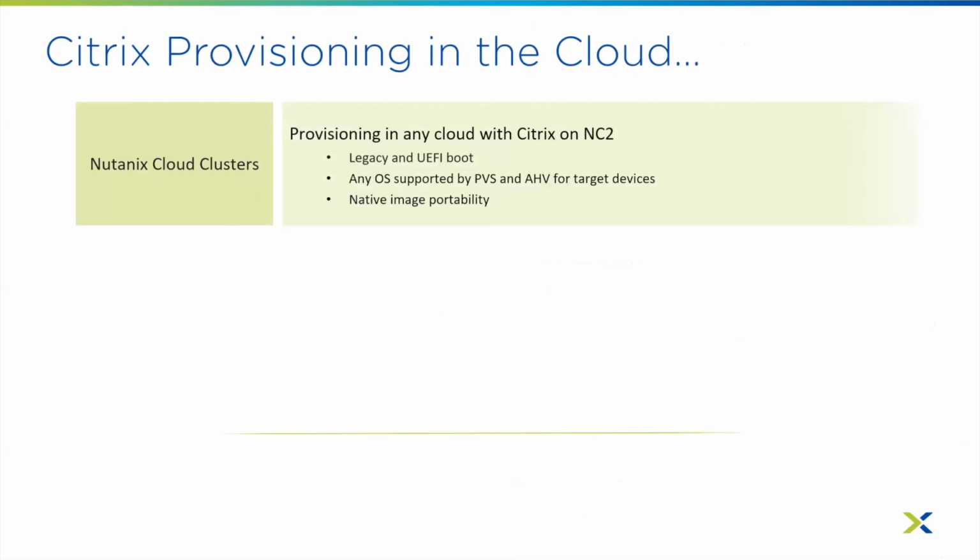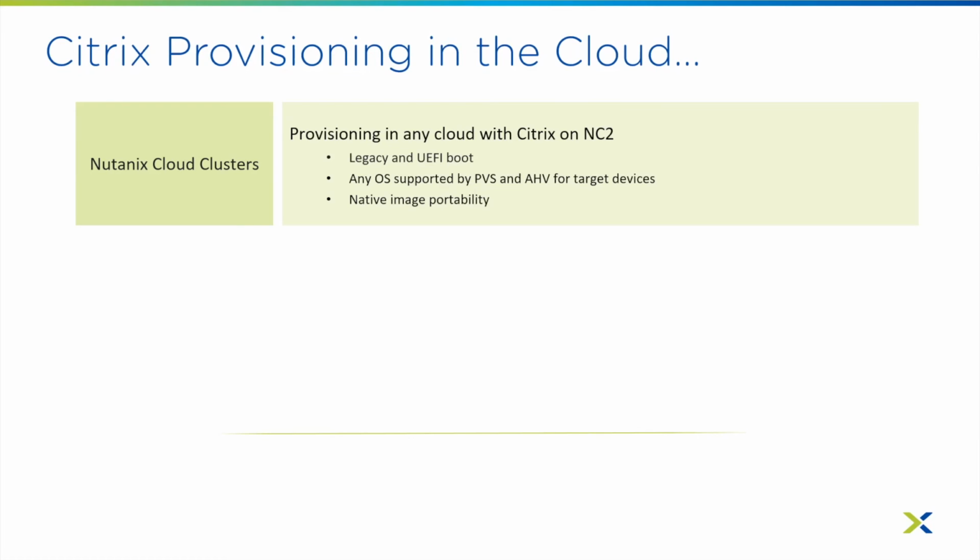Provisioning in the cloud. So what does that look like for us? Again, there's no difference if you're running AHV in your data center or AHV on cloud clusters. It's the same look and feel. It's the exact same PVS. No changes there. Simply just take your VHDX and your PVP files for PVS and copy those to your vDisk store. We're using PVS on Azure or AWS.